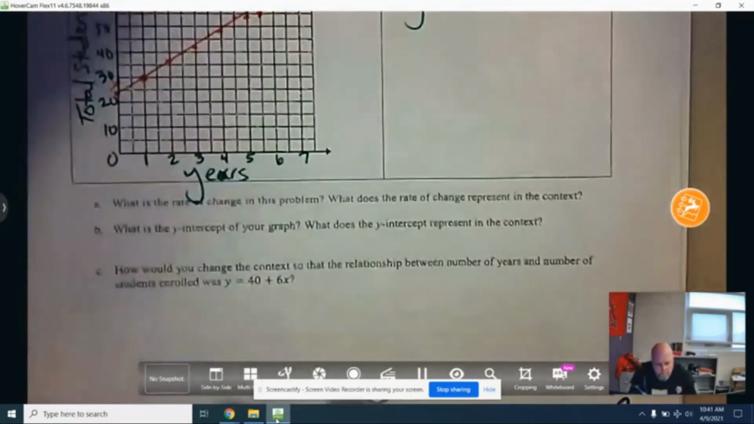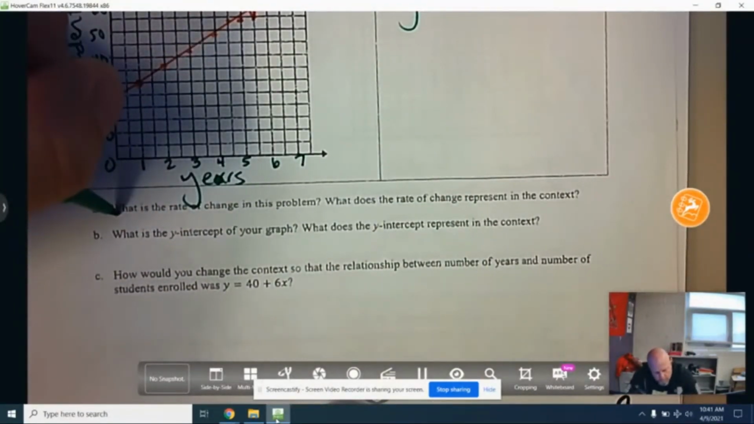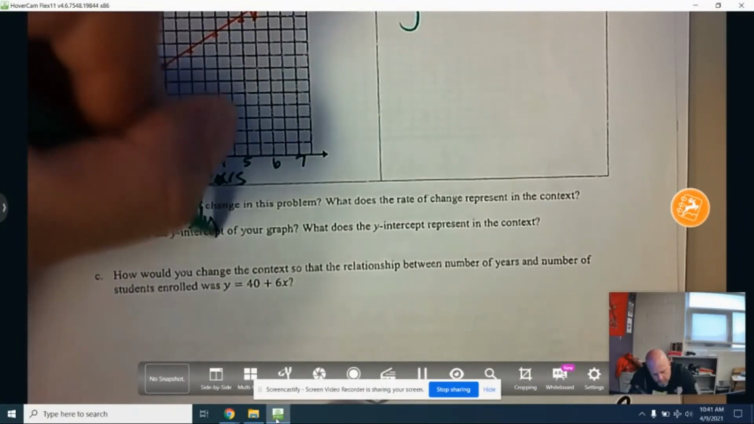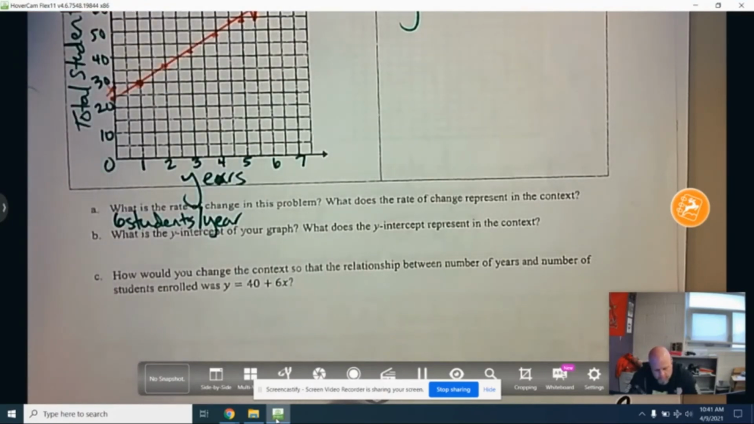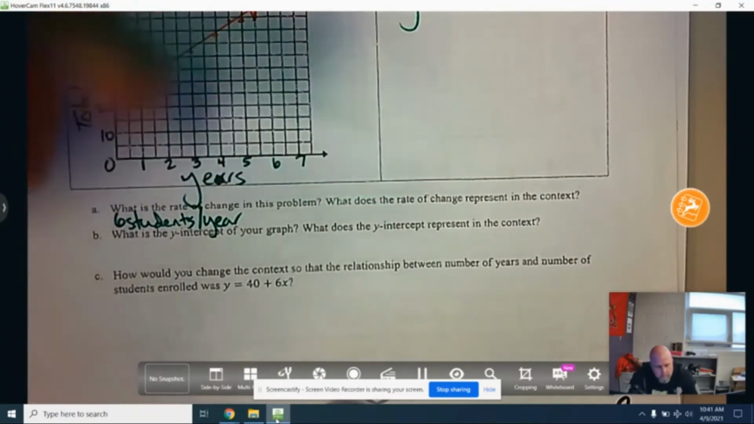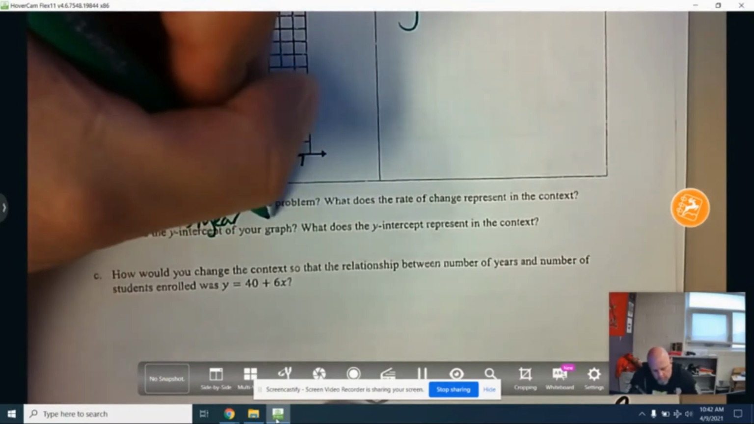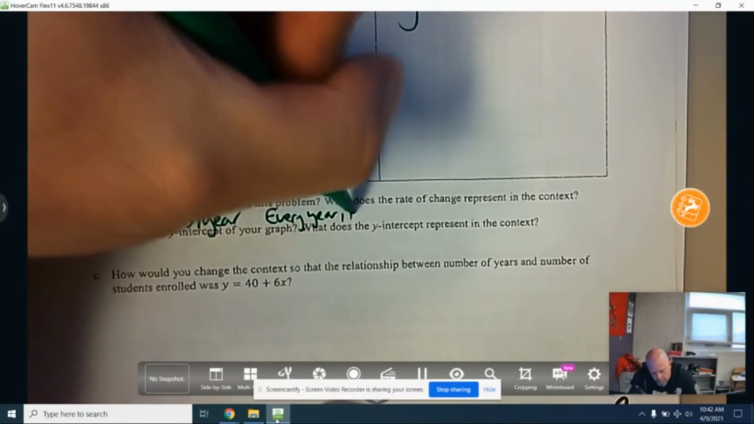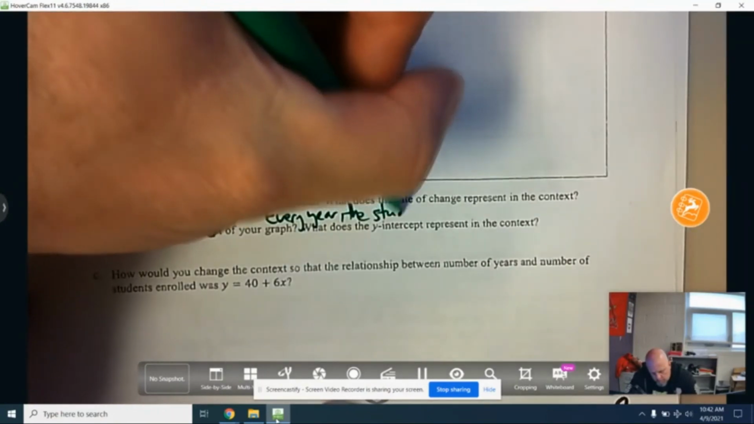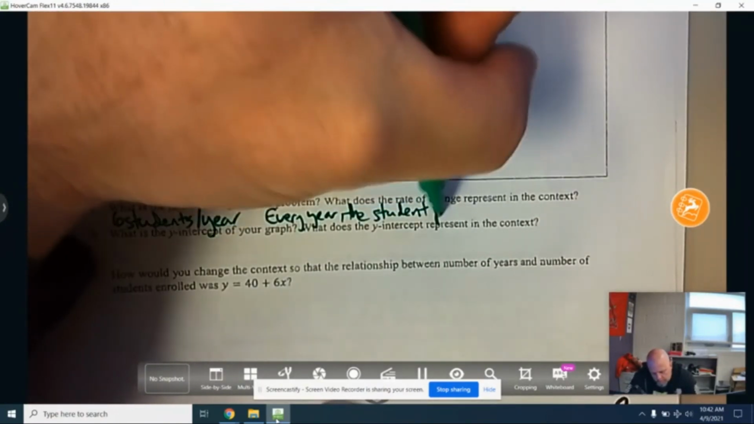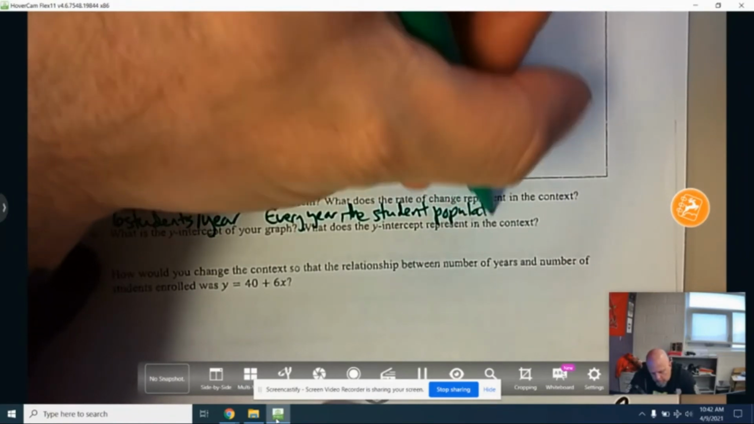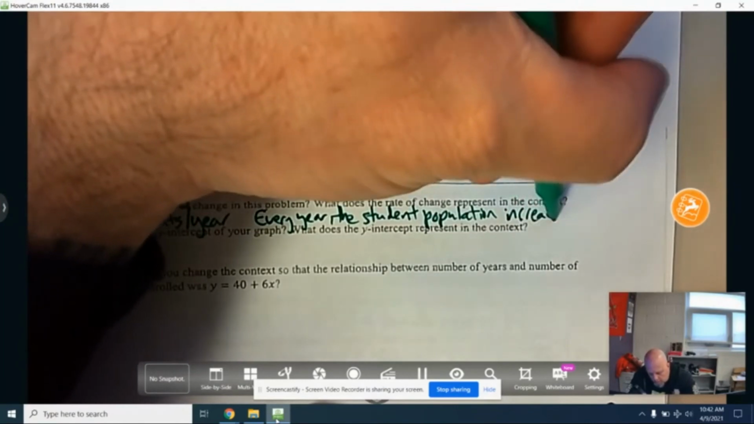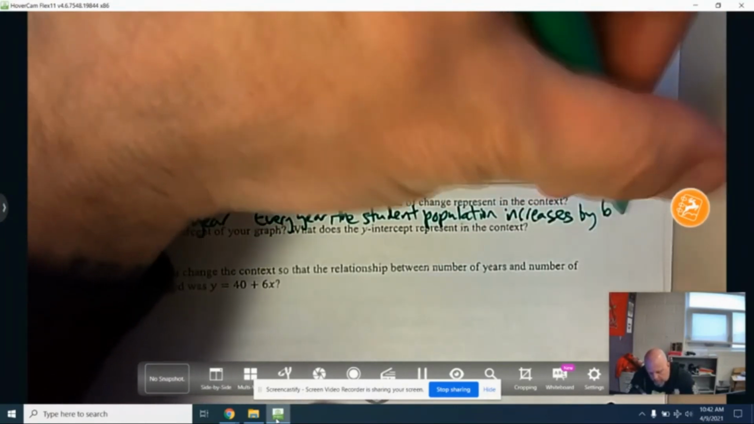Okay, so we kind of answered some of our questions down below. What's the rate of change? Well, the rate of change is 6 students per year. Okay, what does it mean in the context? Well, it means every year the student population increases by 6.